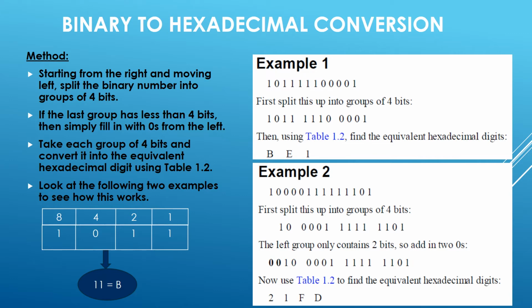So 0010 will give you the value 2 from the table. 0001 will give you the value 1 from the table. 1111 will give you the value F from the table, and 1101 will give you the hexadecimal value D from the table. So this is how you can simply convert a binary number into the equivalent hexadecimal number.